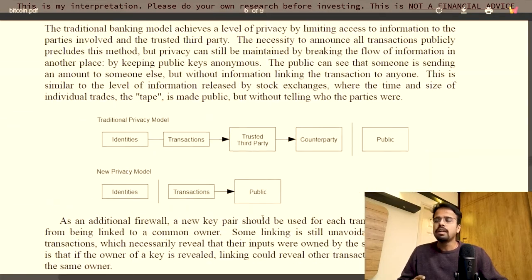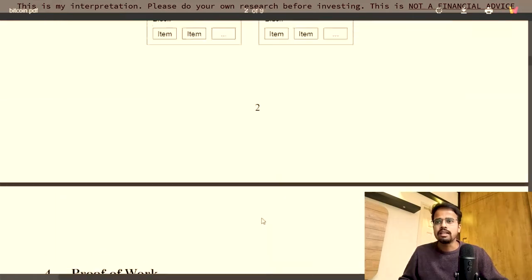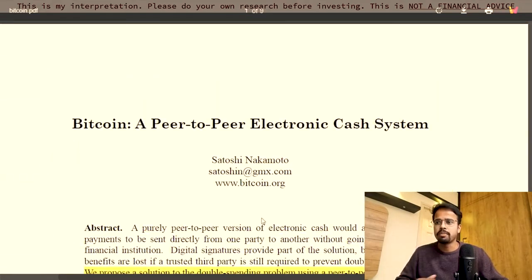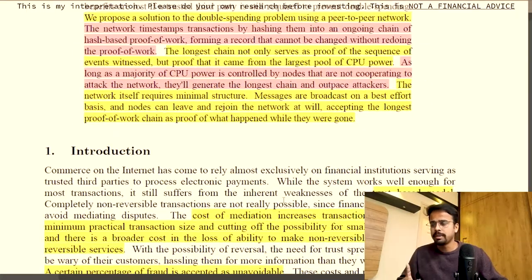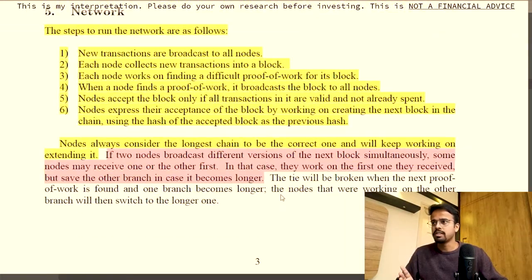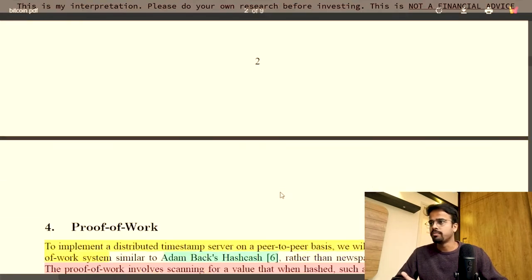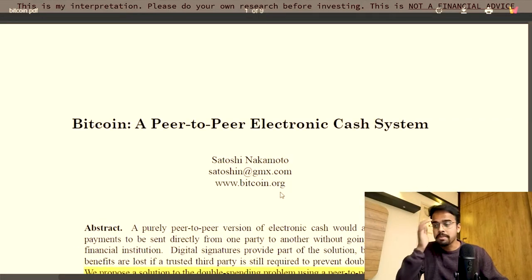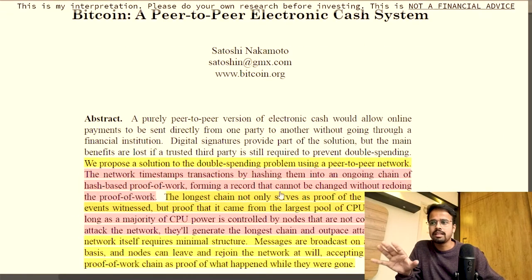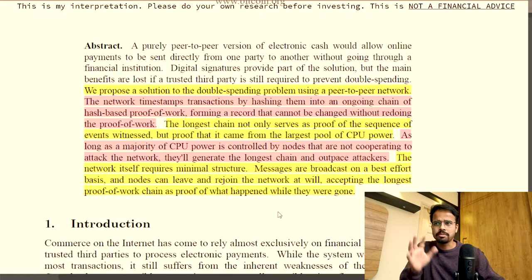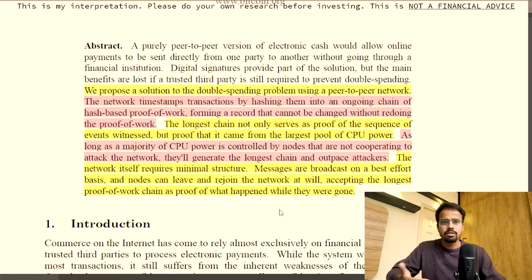But if I cover the entire thing in one video, it will be too lengthy, so I will be covering it in parts. In this first part of the video, I will be covering till the fifth, which is network and incentives, and thereafter I will be covering in a subsequent video. So let's start with the abstract. Be aware that the abstract is quite dense compared to the rest of the sections, because they are giving us the gist or summary. They try to explain a few things, but we will understand these concepts in a much better way in the later sections.